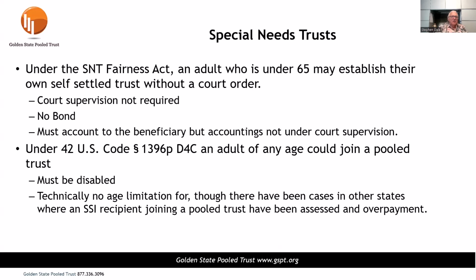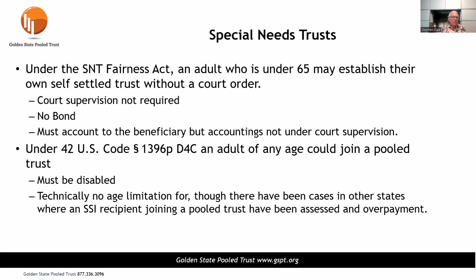So under the Fairness Act, an adult who is under 65 can establish their own trust here if they have capacity to do that. No court supervision required, no bond, and must account to the beneficiary, but accountings are not under court supervision here. Let's go back to the situation with the person with the brain injury who definitely has capacity, but has problems with their short-term memory. You might want to make sure that the accountings are made to somebody who does have capacity, because the person might have capacity, but the accountings may mean nothing to them, and so that's pretty ineffective.